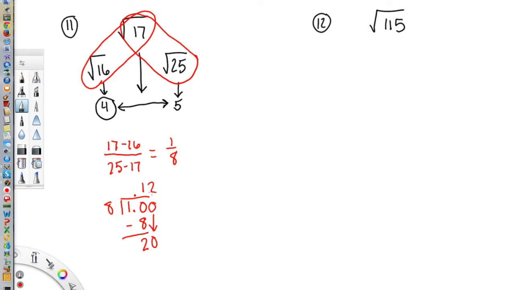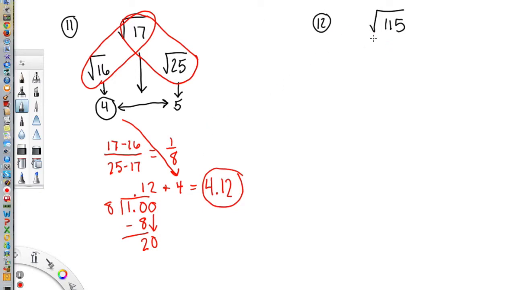I can stop right there because now I have 12 hundredths. And what I do with this 12 hundredths, I add it to my 4. Remember, we said that we know that the square root of 17 is somewhere between 4 and 5. It's got to be greater than 4 and less than 5. So I add my 12 hundredths on, and my final answer is 4 and 12 hundredths. Okay, that's a pretty close approximation.